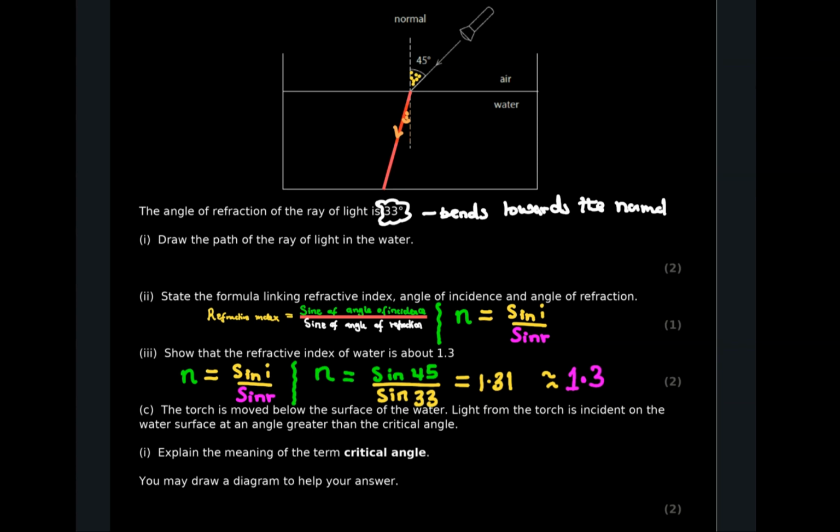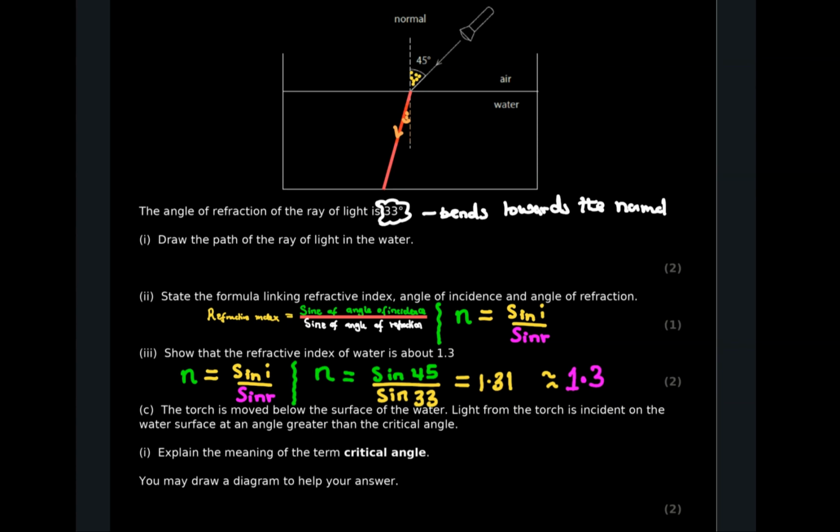The torch is moved below the surface of the water. Light from the torch is incident on the water surface at an angle greater than the critical angle. So if the torch is moved from its position and is now directed from the water upwards, it means the ray of light will be moving from a dense medium to a less dense medium. And that's one of the conditions of total internal reflection. If you look at this question, we are told that the angle of incidence in water is greater than the critical angle. So it means total internal reflection is going to occur at this particular point.